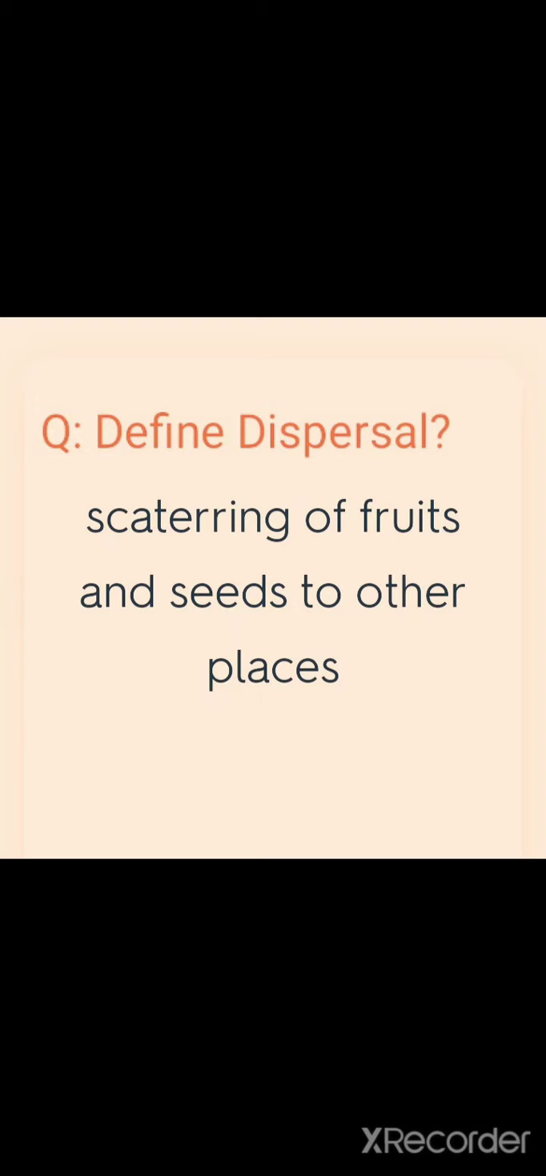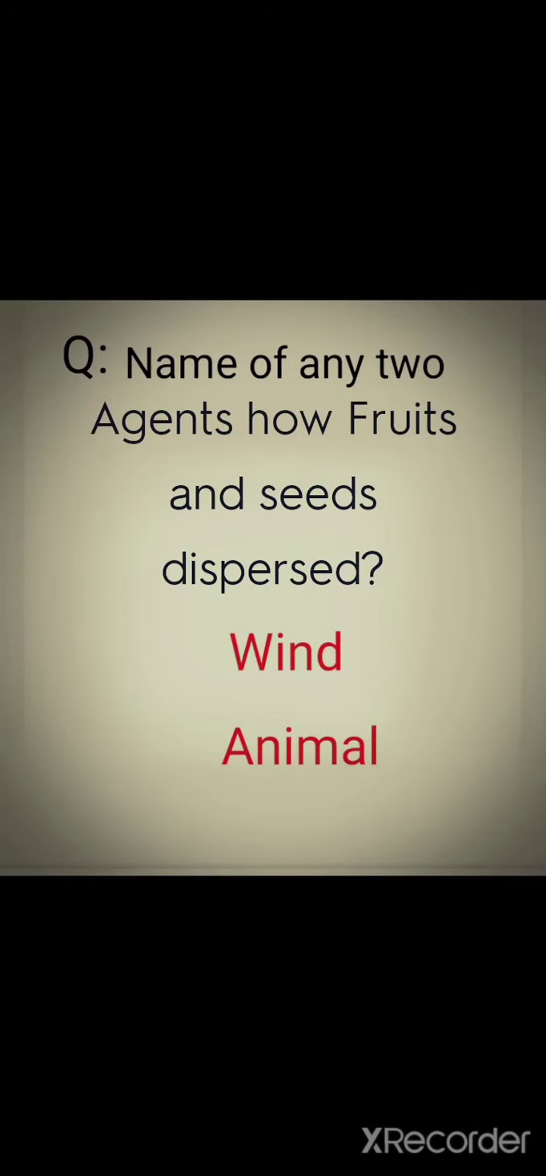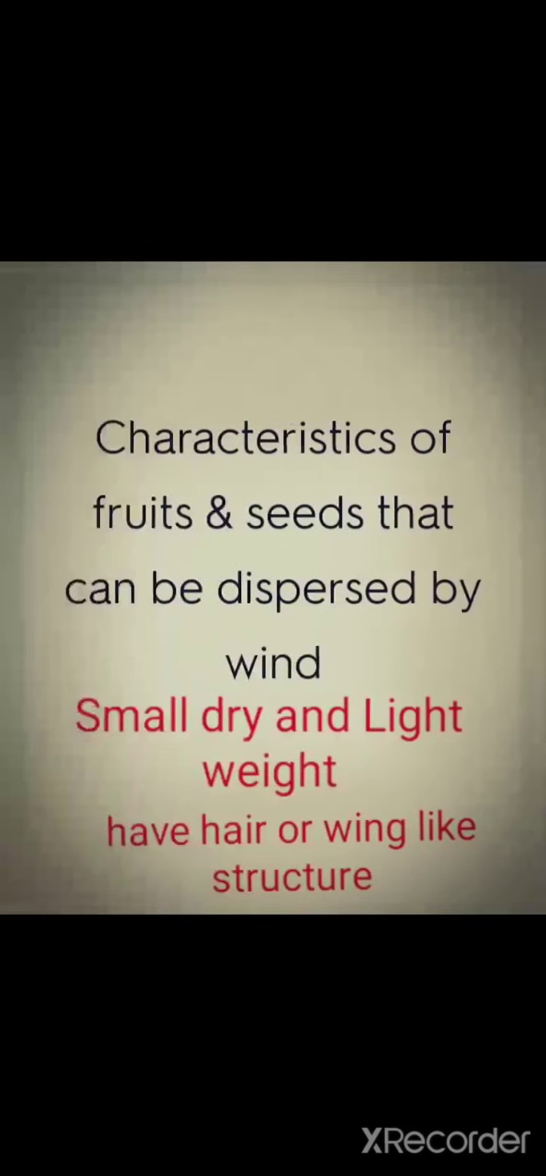Define dispersal. Scattering of fruits or seeds to other places is called dispersal of seed or fruit. Name any two agents by which fruits and seeds are dispersed. So the two agents are wind and animals. What are the characteristics of fruits and seeds that can be dispersed by wind? So they must be small, dry, lightweight, and have hairs or wing-like structures which help them to float in the air.